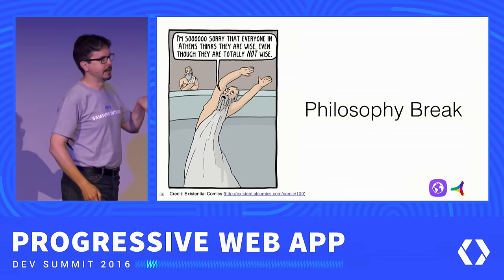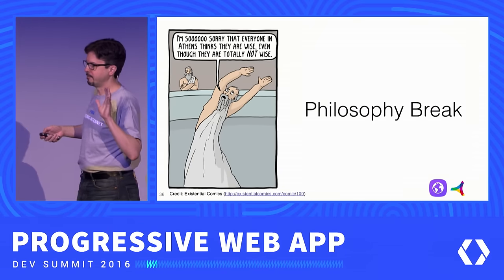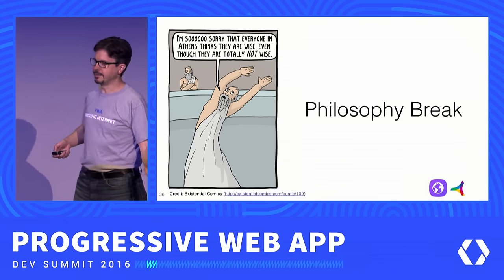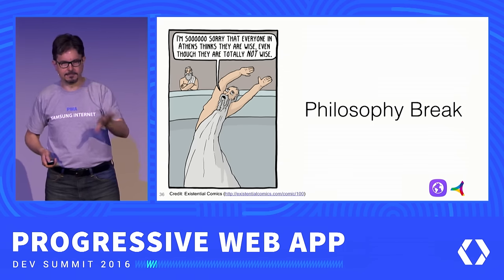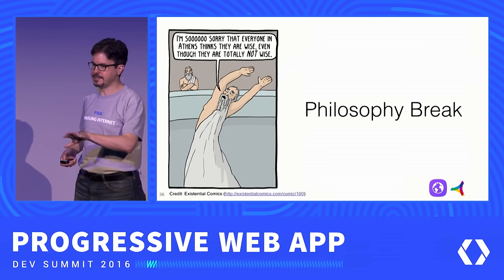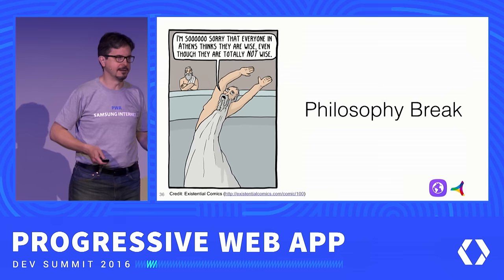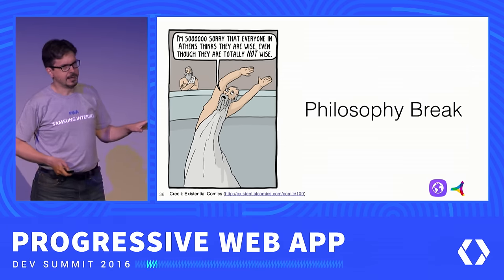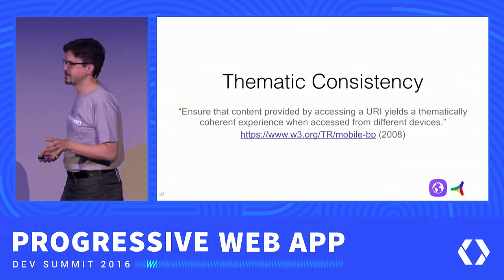Now that you've had this deep dive into how Service Worker works, I thought it would be good to rise up for a second and have a bit of philosophy, right? And the kind of philosophy that I'm talking about is web philosophy. By the way, if you haven't seen Existential Comics, I really recommend them. Go check it out. Very, very good stuff. The part of web philosophy that I want to talk about is thematic consistency.